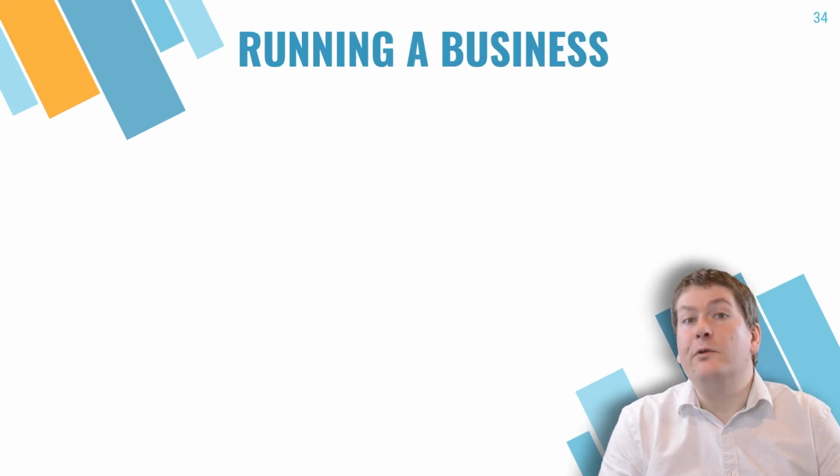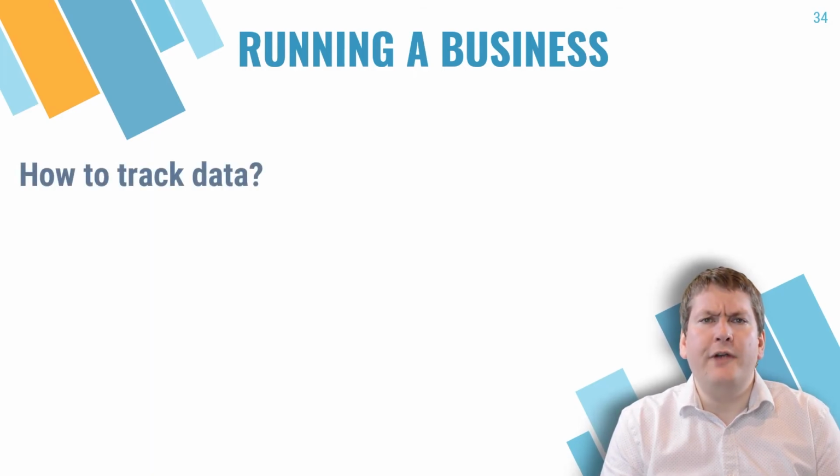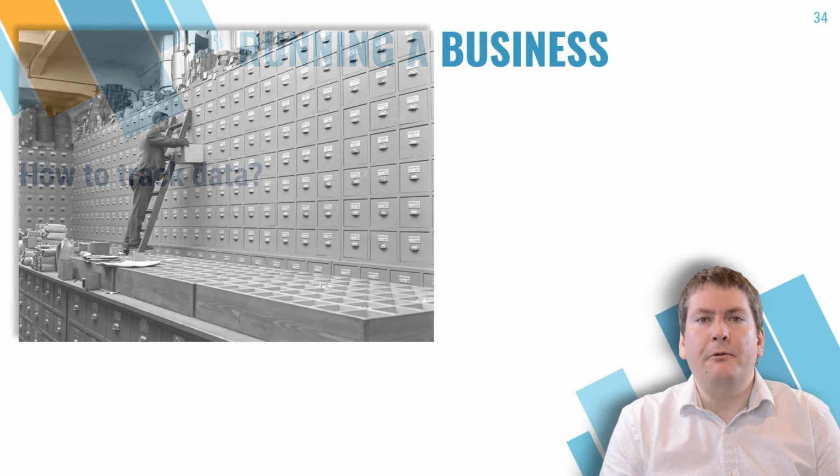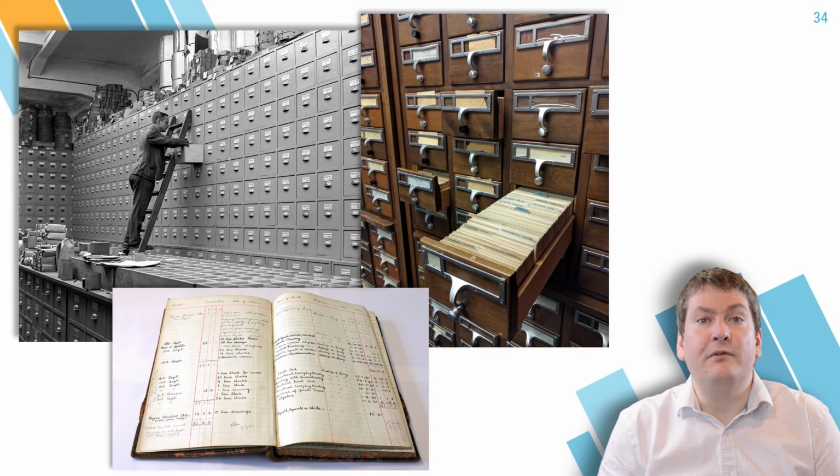So we now know the reason we track data is to produce information to aid in business decisions. But how do we track it? Well, we already discussed that in the past, we track this kind of data via paper-based information systems, such as filing cabinets, card catalogs, ledger books, and teams of people managing them by following procedures.